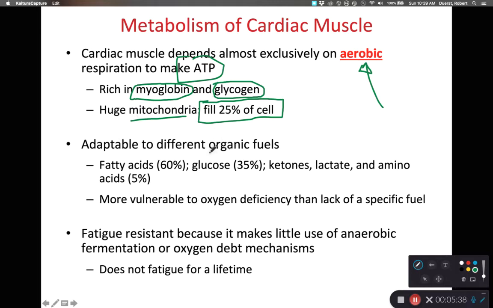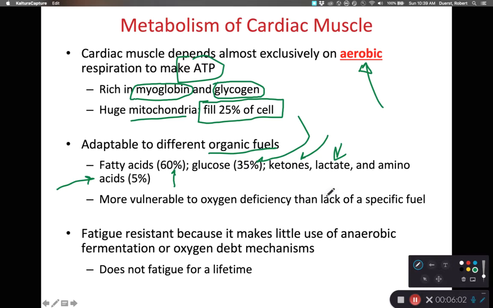Cardiomyocytes can also use different organic fuels. They are able to use fatty acids. They are also capable of using glucose, ketones as a protein byproduct, lactate, and/or amino acids. These cardiomyocytes are more vulnerable to oxygen deficiency than a lack of a specific fuel.